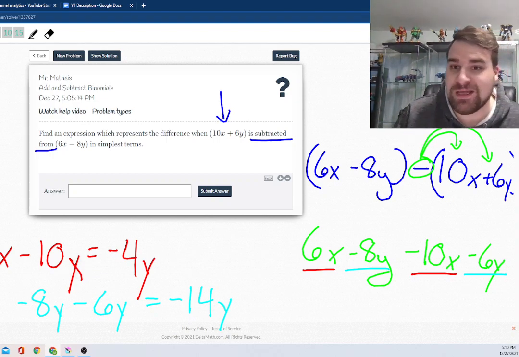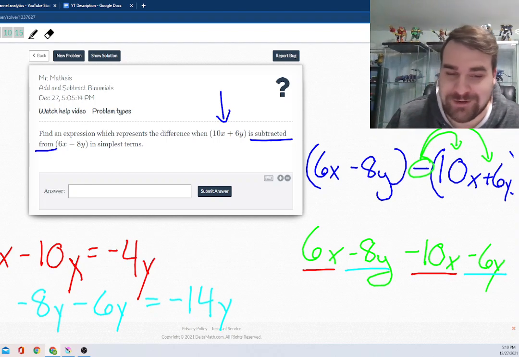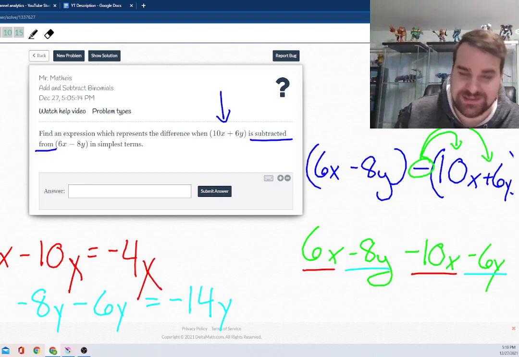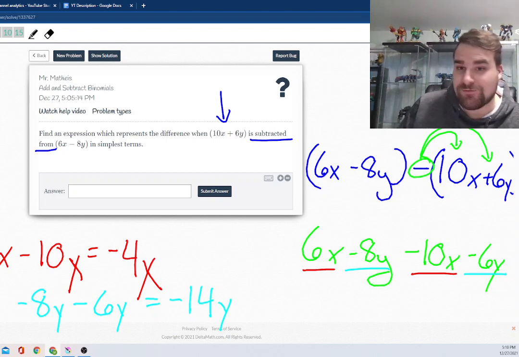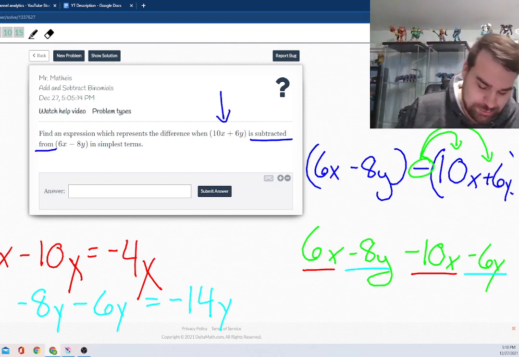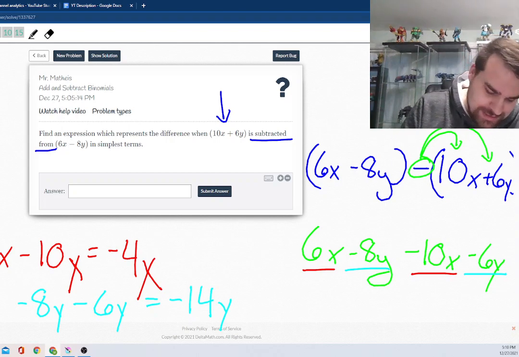I am realizing I accidentally wrote a y on my x terms there. Sorry about that, guys. I didn't mean to mix our variables up. All the numbers were correct. But what we end up with here, though, is negative 4x minus 14y.